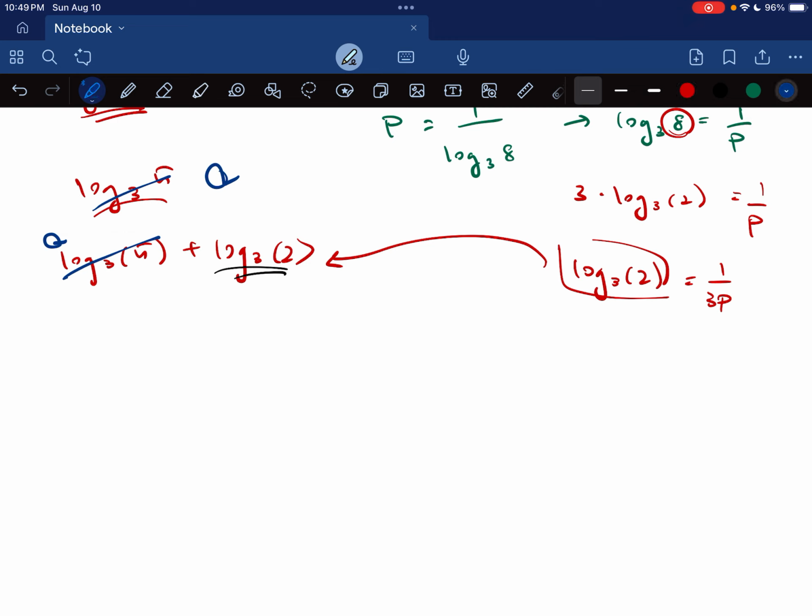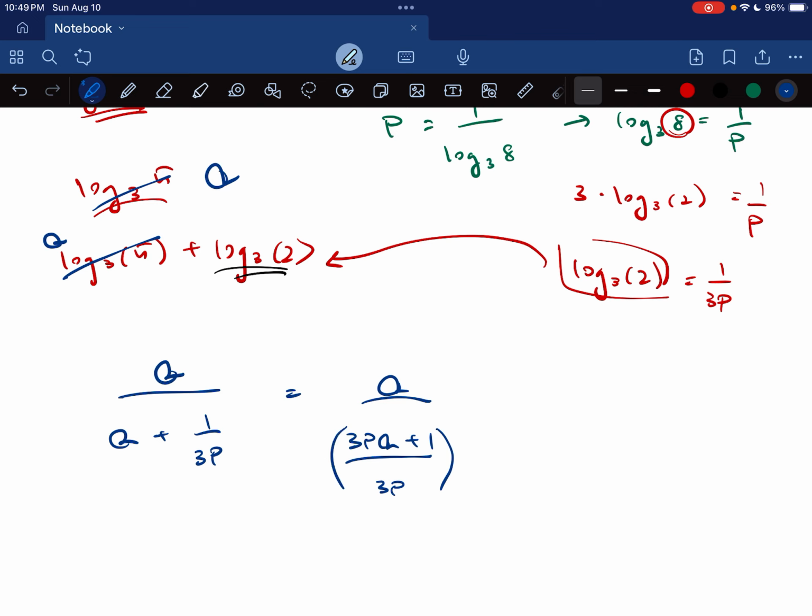So what do we have now for our final expression? We have q on the top over q plus 1 over 3p on the bottom. This is equal to q over 3pq plus 1 over 3p, and this is over the whole thing. Then when you move this to the top, you get 3pq over 3pq plus 1. And that is actually just your final answer.